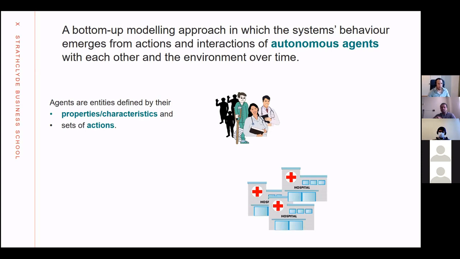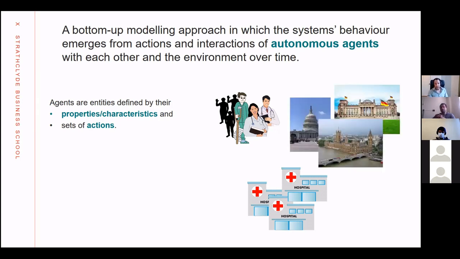We might also have broader agents that are just healthcare facilities. A healthcare facility might be an agent that has its own actions. We might not need to define agents at the level of individuals, but could define them at the level of individual healthcare facilities, or even at the level of countries. We might have different countries that are agents in our model.